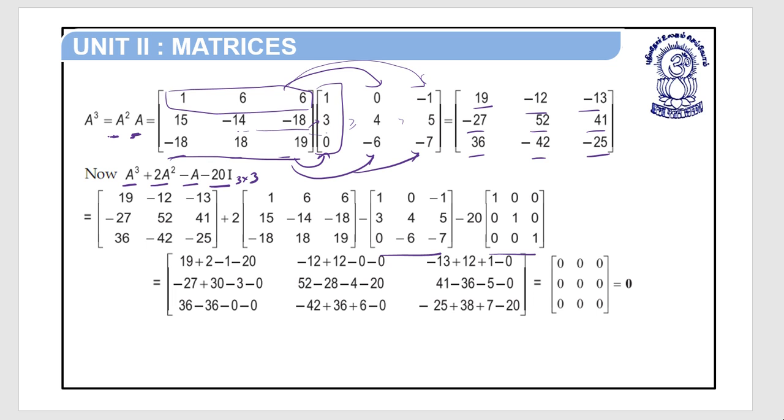Now solve. 2 is a constant, so multiply with all the elements of A square. Same way, 20 multiplies with all the elements of the identity matrix, so it becomes 20, 20, 20. So after this addition and subtraction, we will get the answer 0 0 0 0 0 0 0 0 0. All the elements are 0. So this is called the zero matrix, or it is represented by 0.